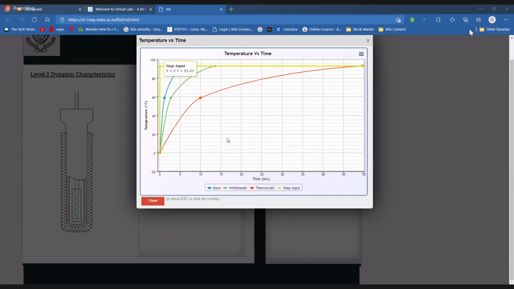Right. What is the blue color line? Bare, sir. Green color? Sheath. Red color? Thermowell. So what did you understand by observing these 3 lines? And what is the yellow line? Input, sir. Input, right.